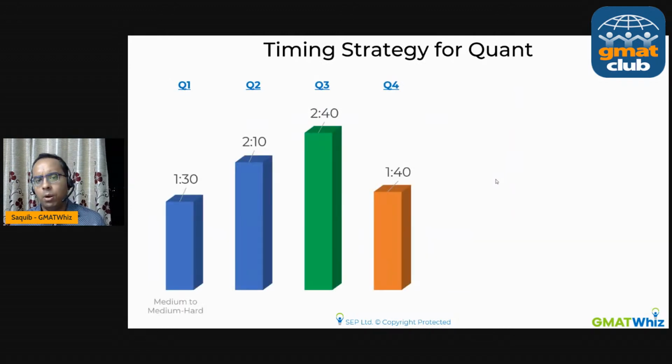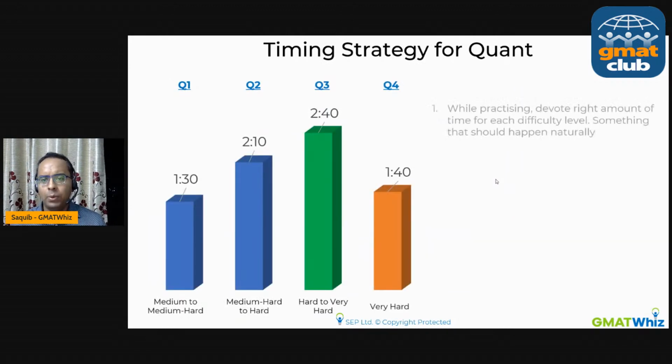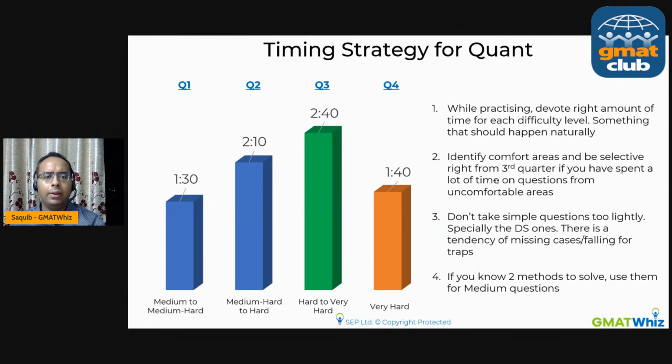And the timing strategy for quant kind of works in the same way. I'll go through it very quickly here. Notice that since you're getting medium hard questions, here we usually recommend 1.5 minute, and then you gradually increase your time from the second and third quarter, because in my experience and what I've got the feedback from a lot of students, the questions do become difficult in the second or third quarter. So if you follow a linear strategy here also, you're going to mess up.